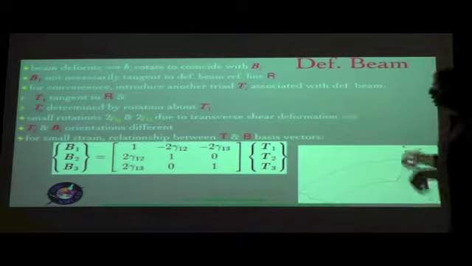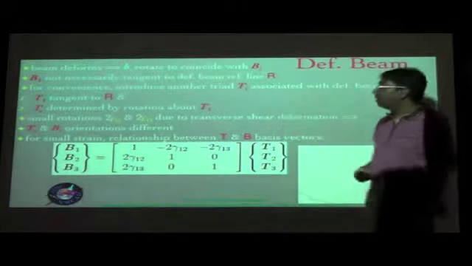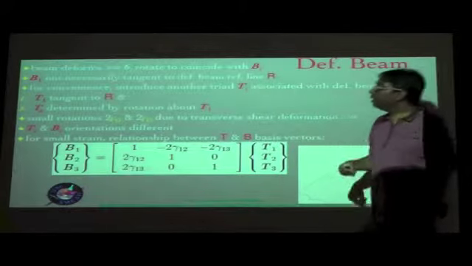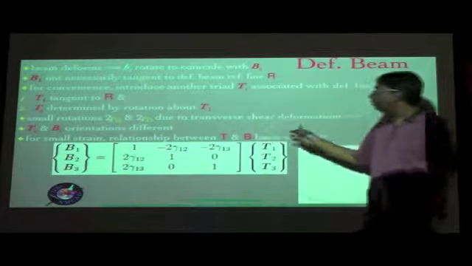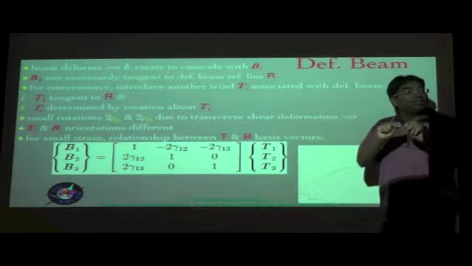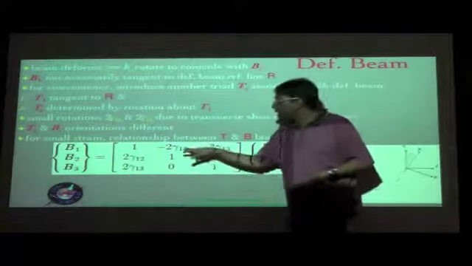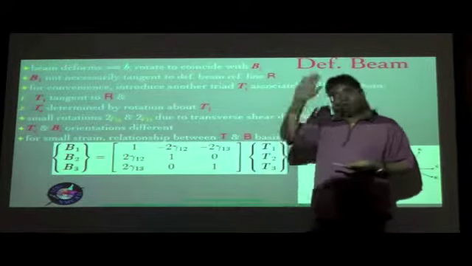So for small strains, which is what we deal with, because the material cannot take large strains, it fails when there are large strains. So basically it means that for small strains, the relationship between the big T and the big B system can be entirely given in terms of these small rotations which are taking place, which are nothing but the transverse shear strains themselves in a one-dimensional sense.